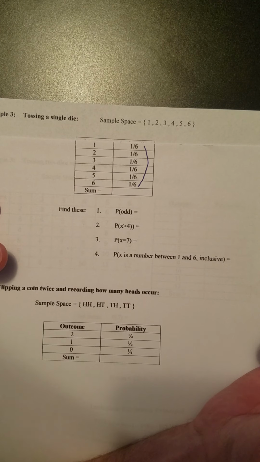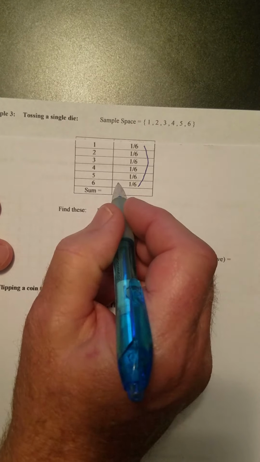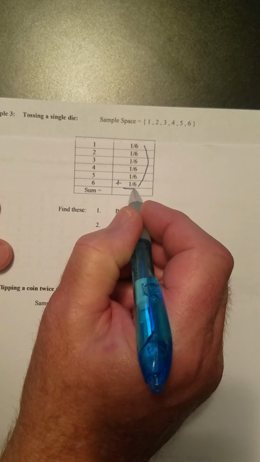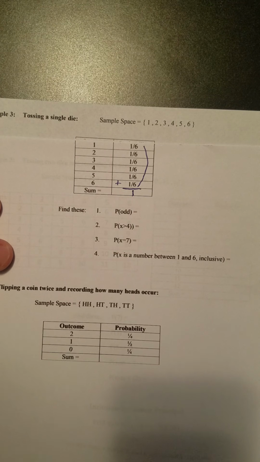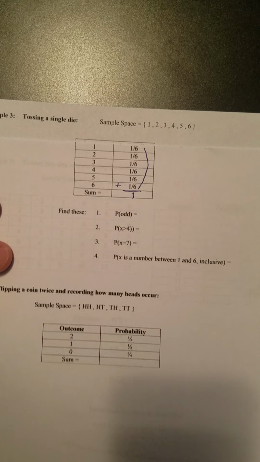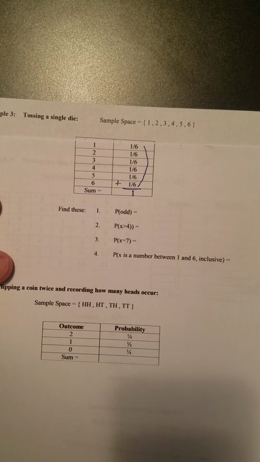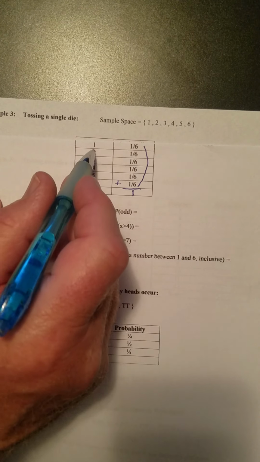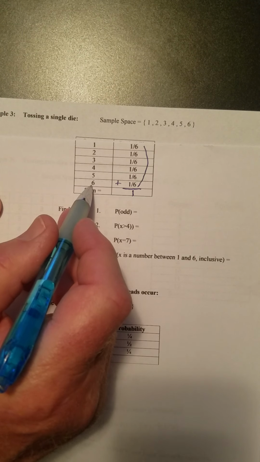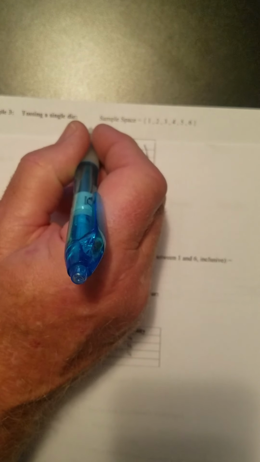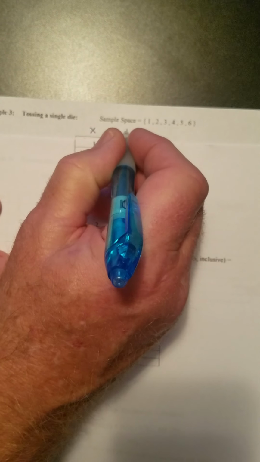What do you get when you take 1/6 plus 1/6 plus 1/6 all the way down to the bottom? What should you get? 1. They're always going to add up to 1 in a probability distribution. A probability distribution simply means you're going to take all the possibilities, put them over here. Sometimes they call this, let's just call it x, and this would be p of x.